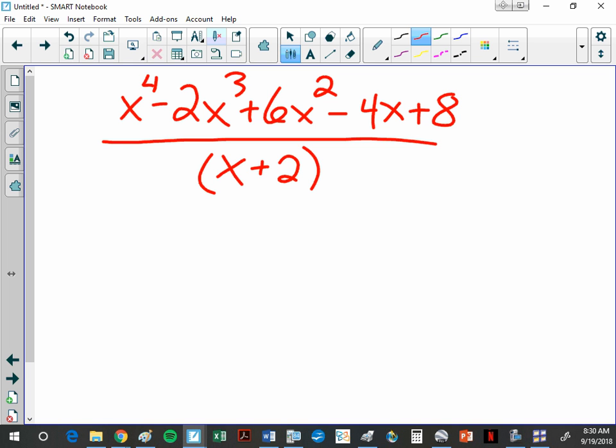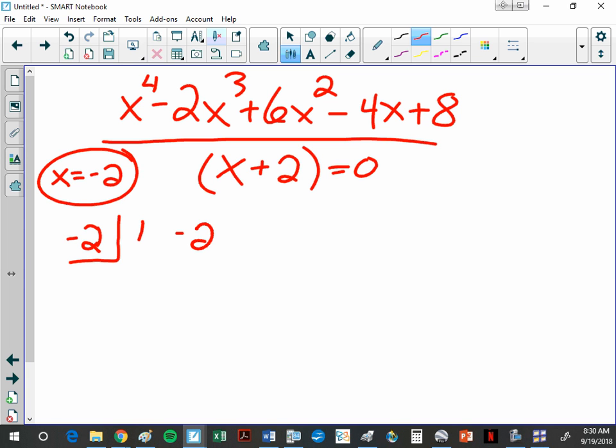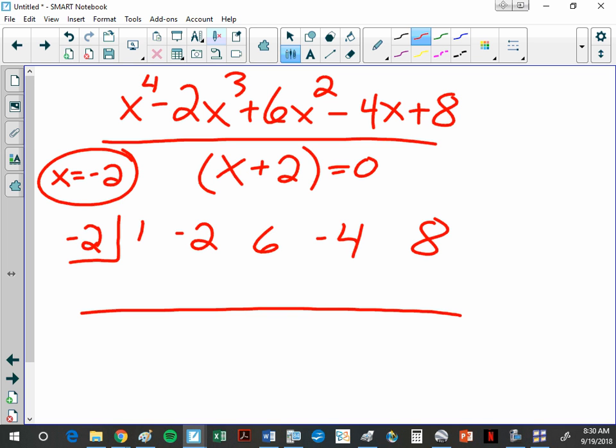Well, if you set the bottom equal to 0, and you end up with x equals negative 2, is this an integer? Yes. You guys know what integers are, right? Positive and negative whole numbers. So I put that number in the box, and then I write down all the coefficients. 1, negative 2, 6, negative 4, and 8. Then I drop the first term, and then multiply, add, multiply, add, multiply, add until you get all the way to the end.